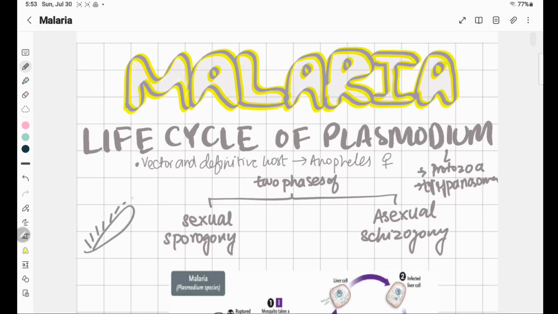Plasmodium looks like this, with a lot of cilia. This is Plasmodium, with two vacuoles, one big central vacuole, and a peripheral nucleus, and then we have a smaller vacuole, and a lot of cilia. So that's how it looks like.